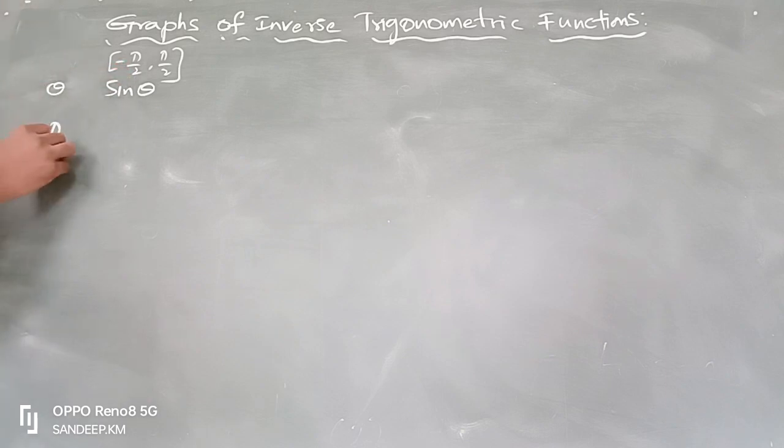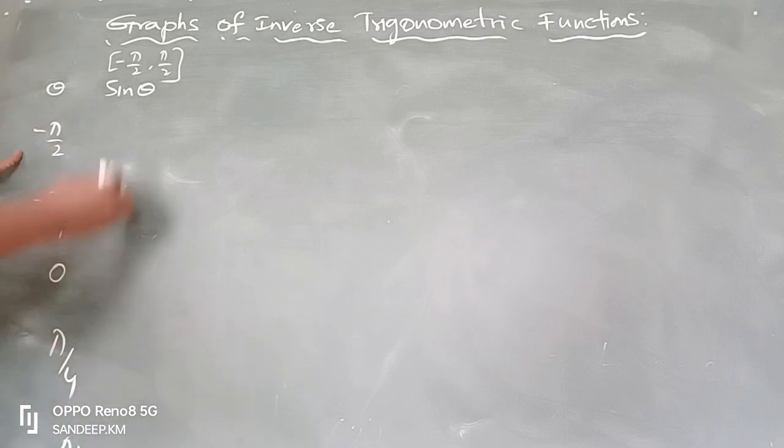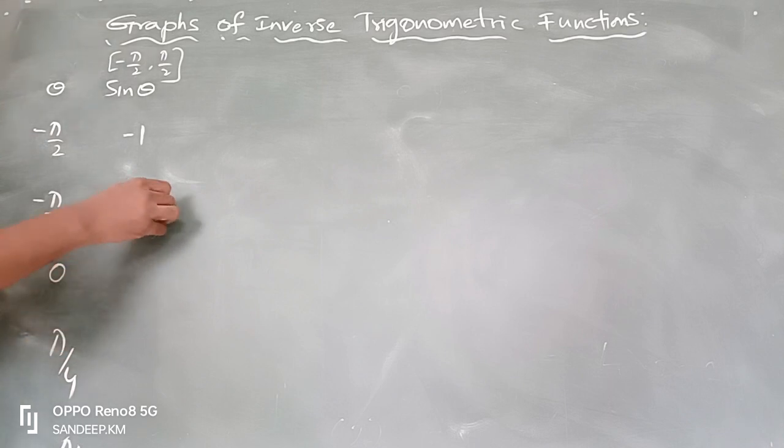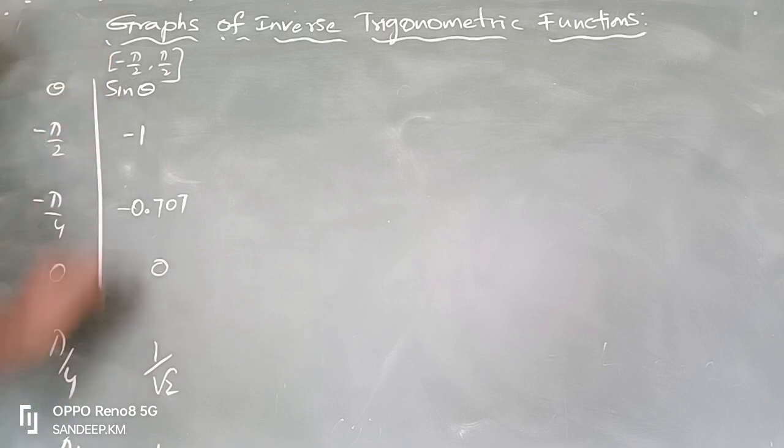I will take minus pi by 2, minus pi by 4, that means minus 45 degrees, 0, pi by 4, pi by 2. Now sin of minus pi by 2 will be minus 1. Sin of minus pi by 4 is minus 1 by root 2, which, if you rationalize the denominator, is approximately minus 0.707. Sin 0 is 0. Sin 45 degrees is 1 by root 2. And sin 90 is 1.